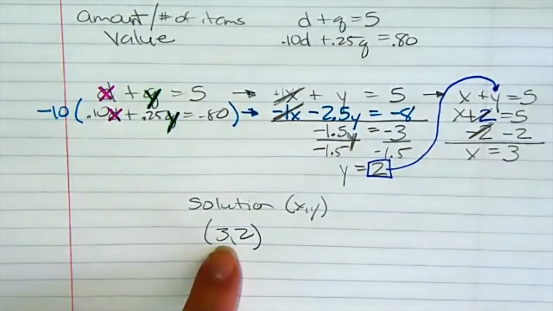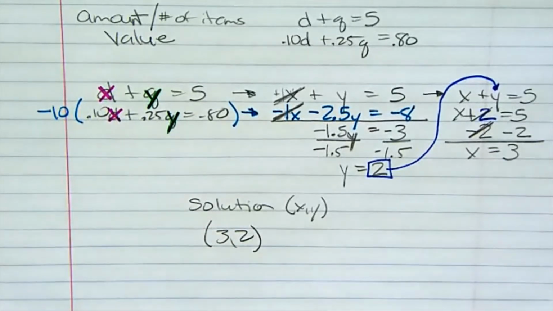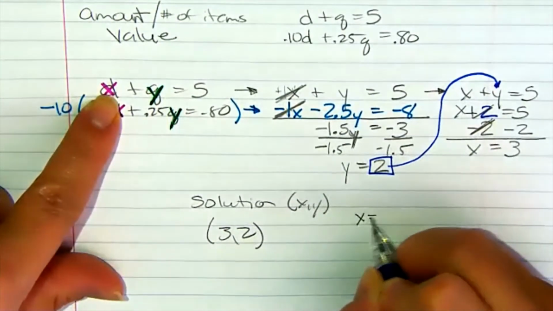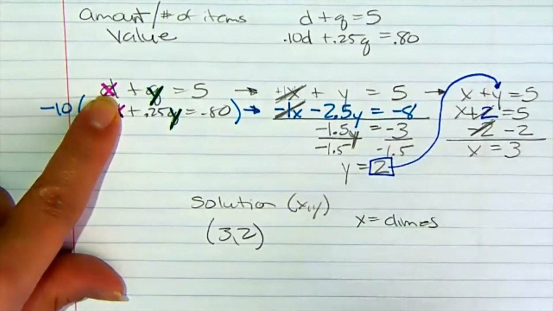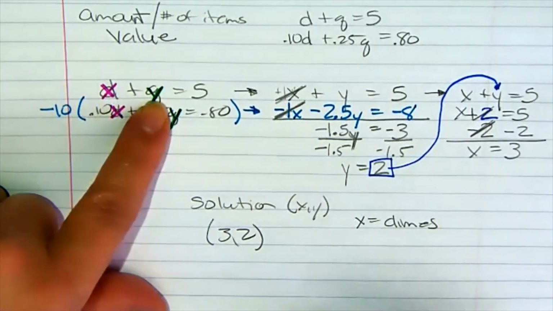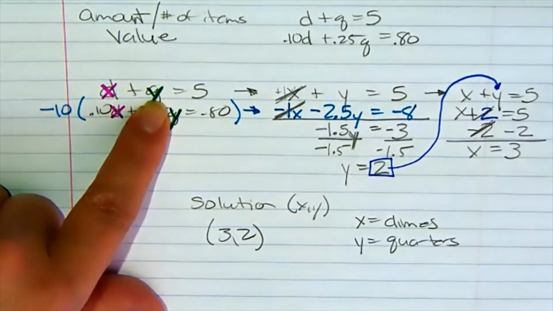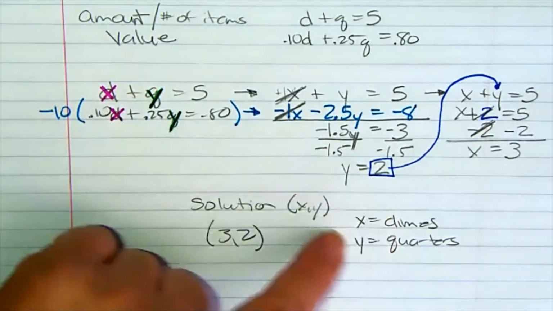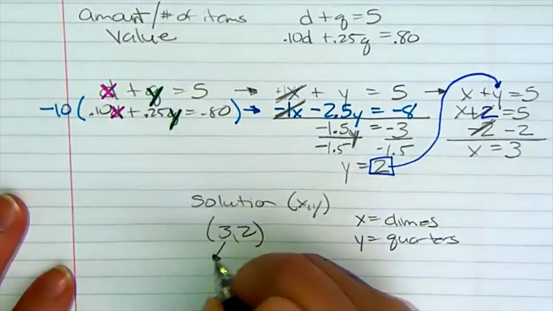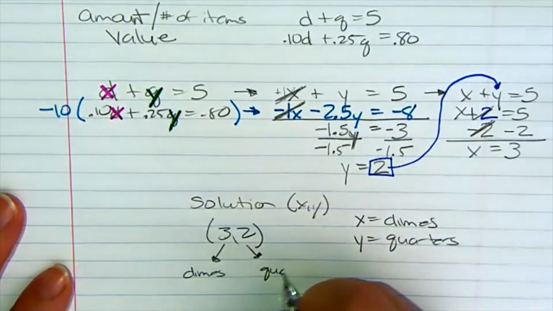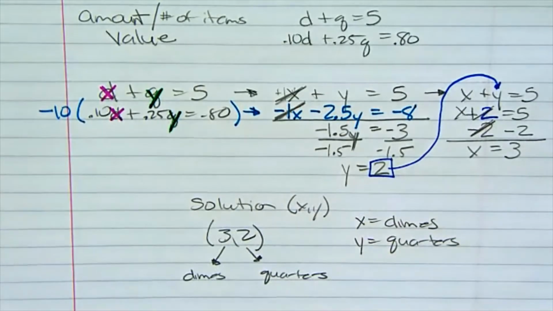But this solution does not answer the question, how many dimes and how many quarters? We have to go back up here. Remember, we decided x was dimes, or dimes were x, and that y was quarters, or that quarters were y. So x is dimes and y is quarters. So I have 3 dimes and 2 quarters.